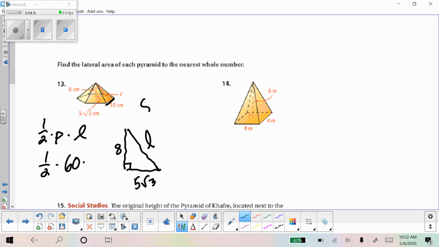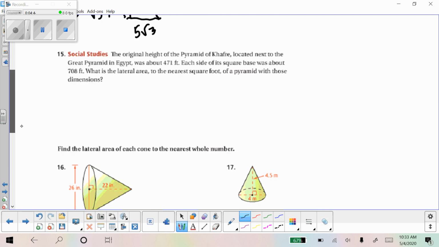And so we're going to do 8 squared plus 5 times the square root of 3 squared. And 5 times the square root of 3 squared is 75. So we have 64 plus 75, 139, square root of 139. All right. And to the nearest whole number then, well, you guys would know how to do that. Don't worry about that. Moving on, number 15 caused some problems.